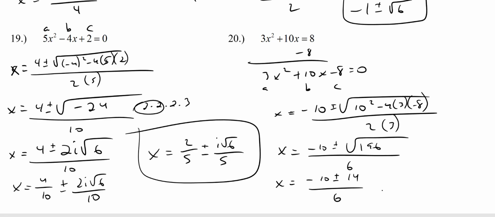because in this case these are all whole numbers, so I can say negative 10 plus 14, which is actually 4 over 6. And negative 10 minus 14, which is negative 24 over 6. So this one reduces to 2/3. That one reduces to negative 4. And those are my two answers, 2/3 and negative 4.